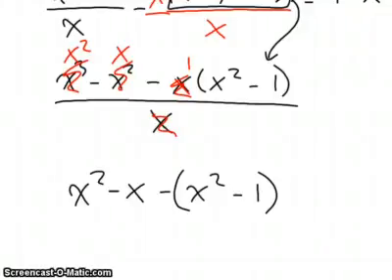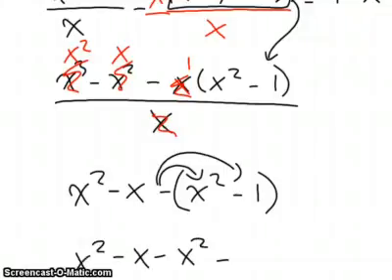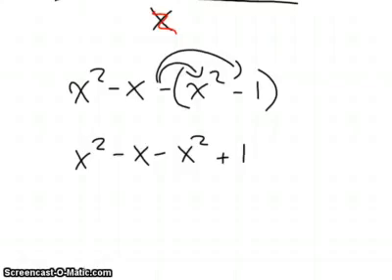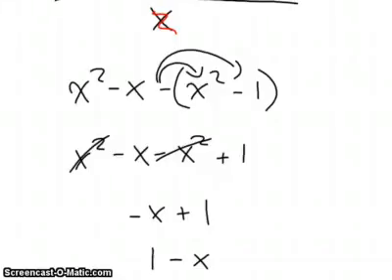I can see that I'm just subtracting x squared and then subtracting -1. So I'm going to rewrite it again without the parentheses. Subtracting a -1 is just like adding 1. I've got x squared minus x squared. Those disappear. And I have this. Flipping it around, I have that.